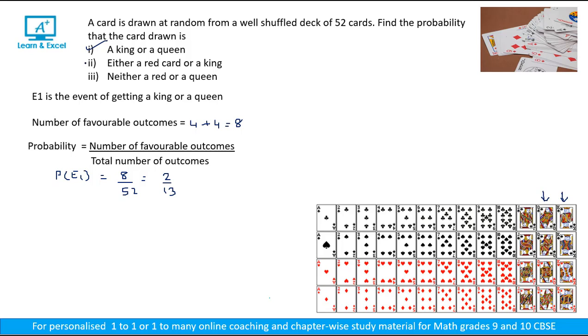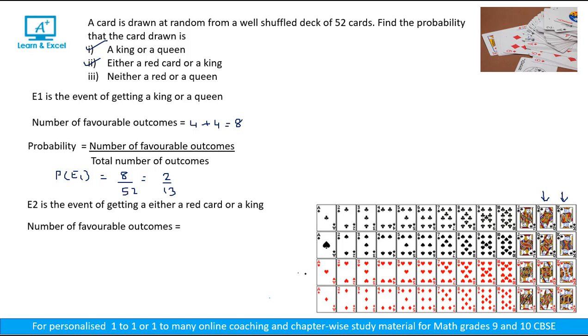Now let us look at the next part of the question, which asks us to find the probability that the card drawn is either a red card or a king. Either means you are going to get a red card or you are going to get a king. Let E2 be this event. To find the number of favorable events, let us look here. We find the number of red cards is 26, which includes the king of heart and the king of diamond. So we have 2 kings that are also there, which is the king of clubs and the king of spade.